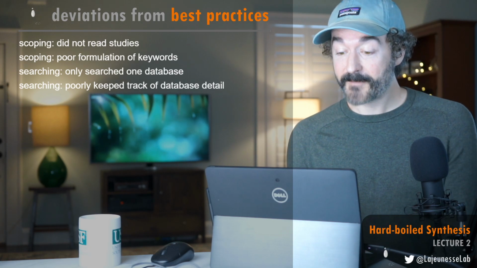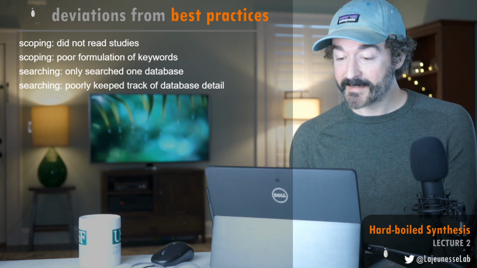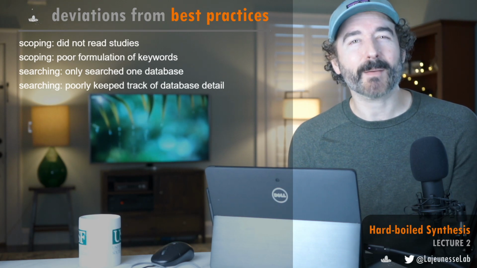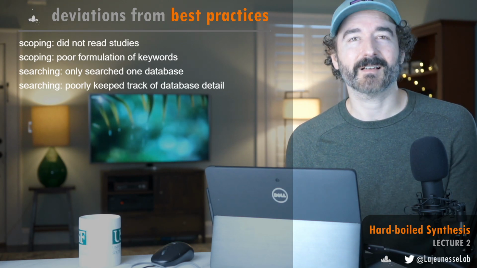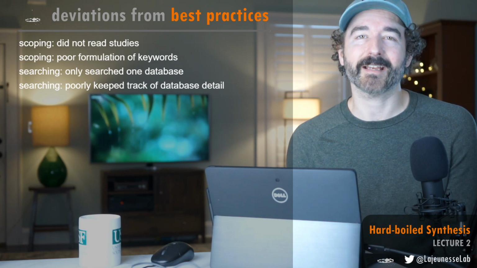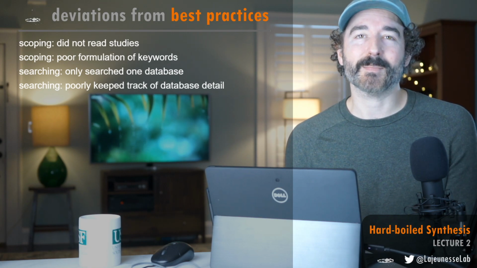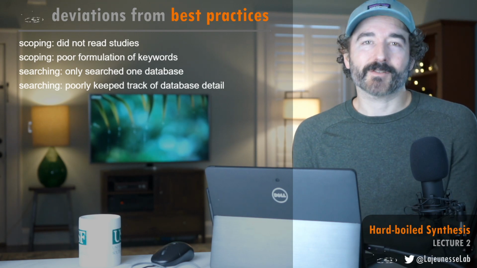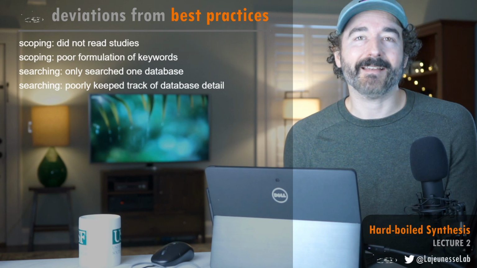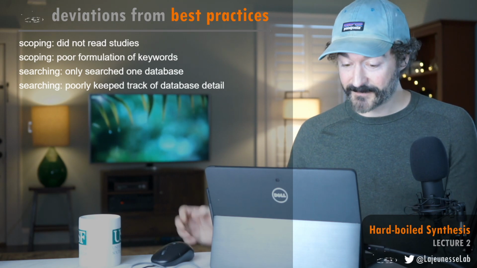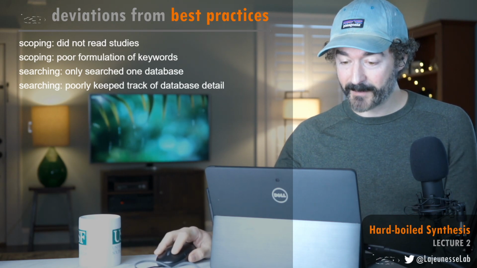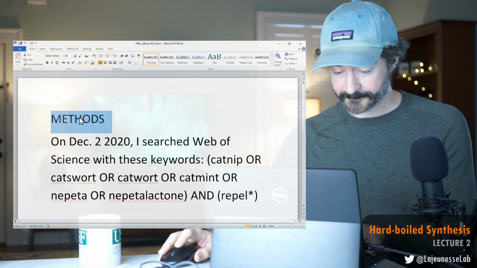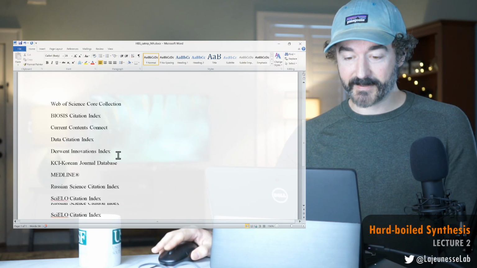All right. And then finally, I poorly kept track of my database details. That's a Web of Science thing. I mean, Web of Science, again, meta-aggregator across multiple databases. It's not super easy to find which databases are searched, but if you remember, I cut and paste the list of studies, right? And my Word document, my working version of the manuscript, and I put them all over here.